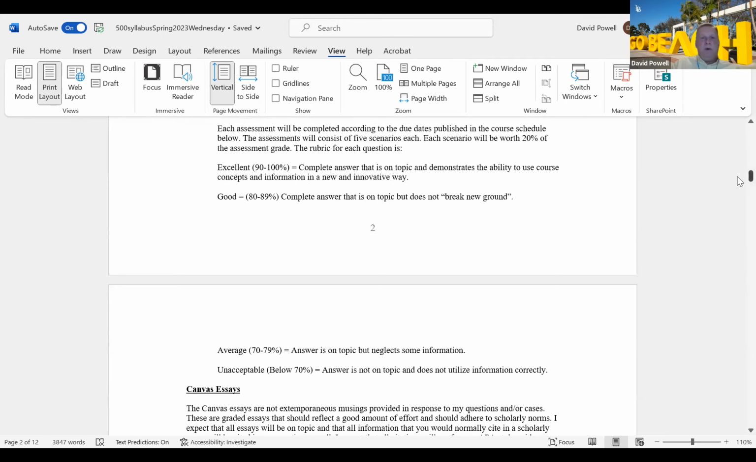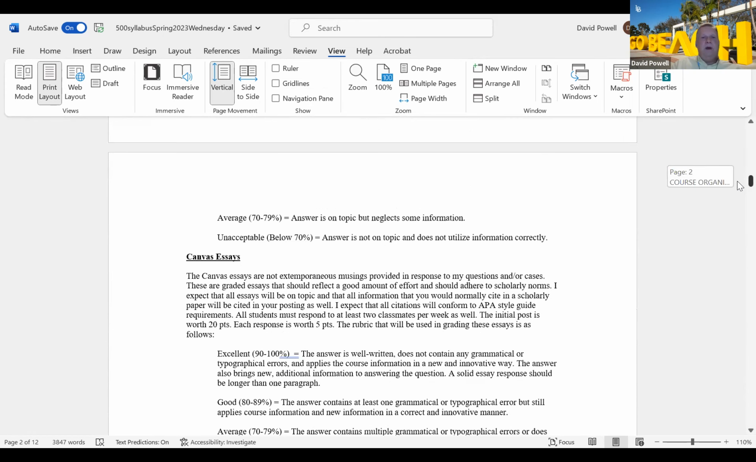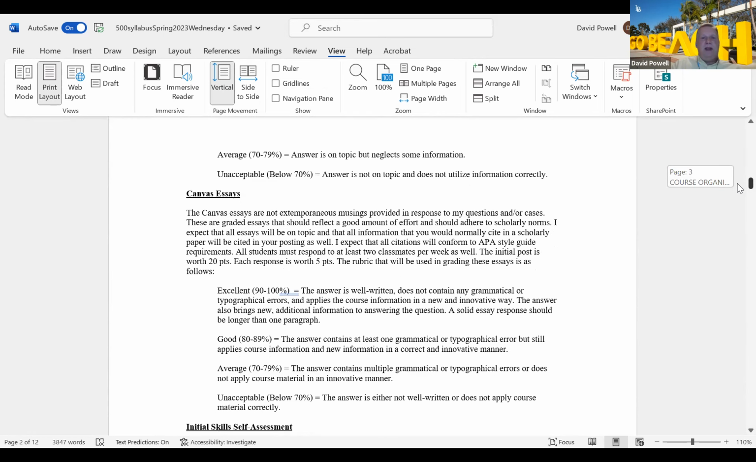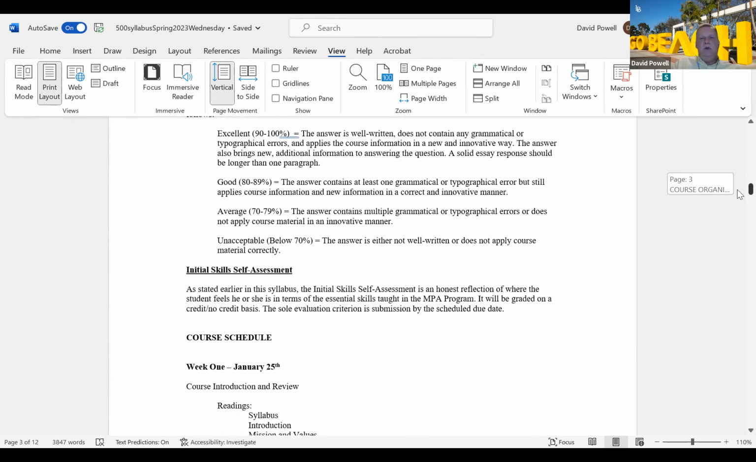Then I have some grading rubrics here, just some simple rubrics in terms of how I grade the assessments, how I grade the Canvas essays. Again, 20 points for your initial response, 5 points for your responses to each of your classmates. And then, of course, the initial skill self-assessment is just credit, no credit.